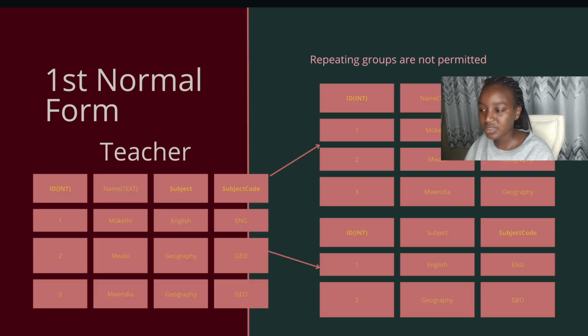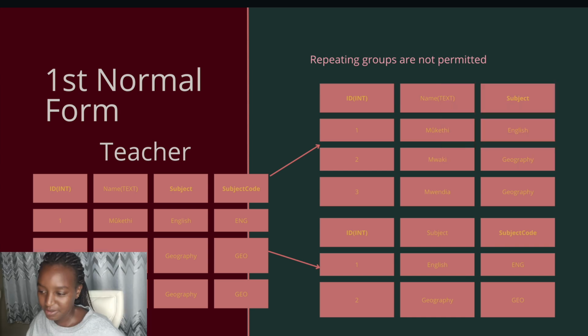All right, our next one, repeated groups are not permitted. So we have a table here with ID, name, subject, and subject code. So we have Mukedhi, who teaches English, subject code English. We have Mwaki, who teaches geography, subject code Geo. And we have Mwendia, who teaches geography, subject code Geo. Now let's look back at our rule, which is repeating groups are not permitted. In this case, we now have to split it up. So have the subject table separately and then the teacher table separately. So we have Mukedhi, who teaches English, Mwaki, geography, Mwendia, geography.